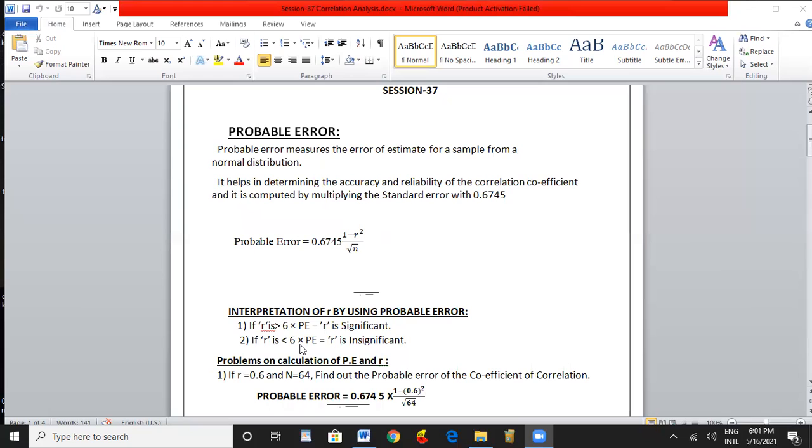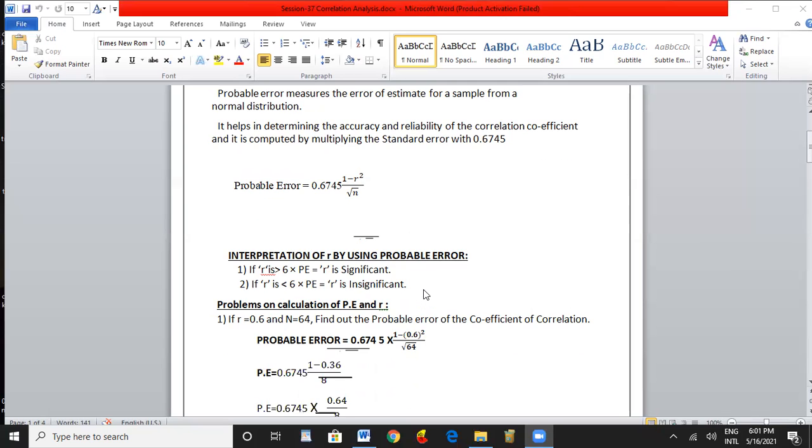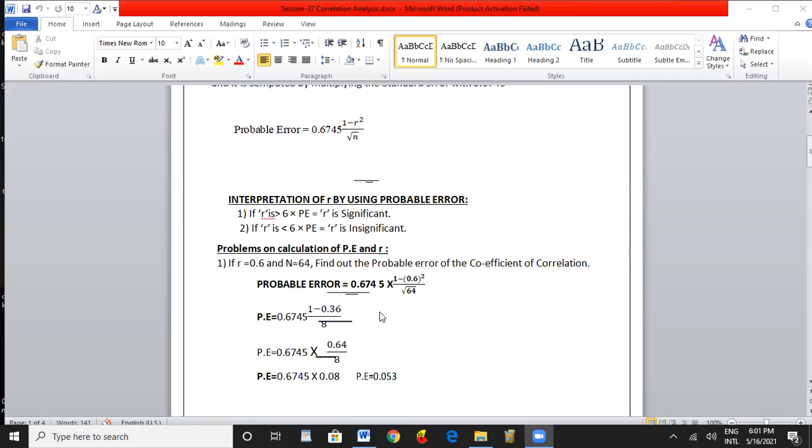R, then R is insignificant. Here the correlation coefficient is insignificant. So this is how we go for the decision with the help of the probable error. And now, in order to have clarity about how the formula can be applied and how you can derive the probable error, here we can take one problem on calculation of PE and R.